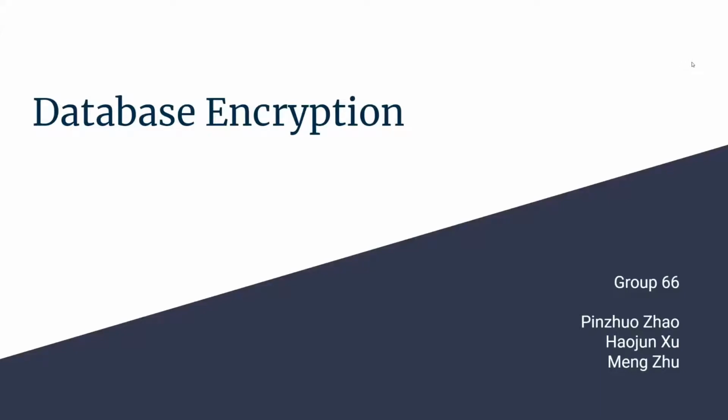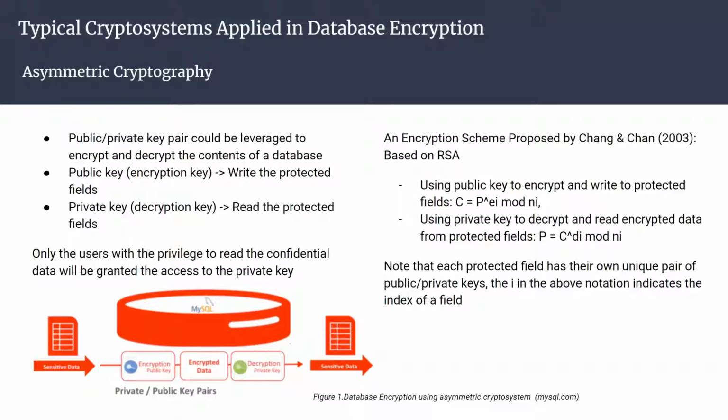So our topic today is database encryption. Firstly, we'll talk about typical crypto systems that could be applied in database encryption. As we know that public key cryptography uses a public-private key pair, this characteristic could be leveraged to encrypt and decrypt the contents of the database as well. The public key could be used to encrypt and write the protected fields, while the private key could be used to read the encrypted fields.